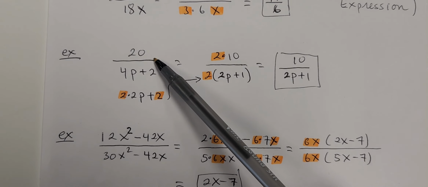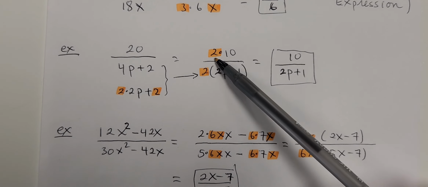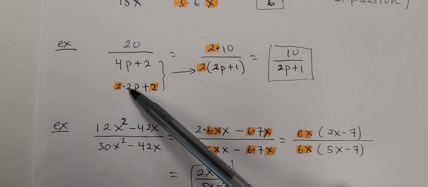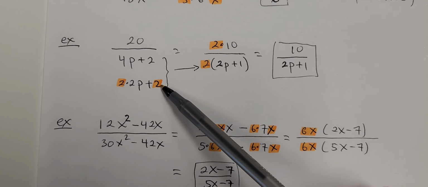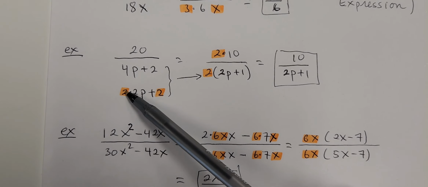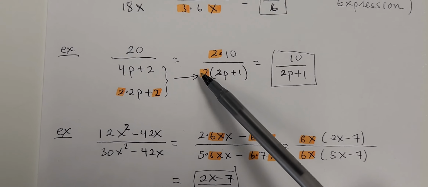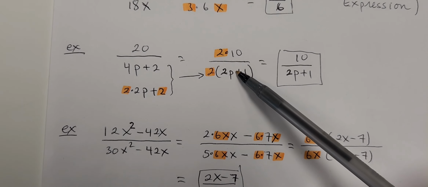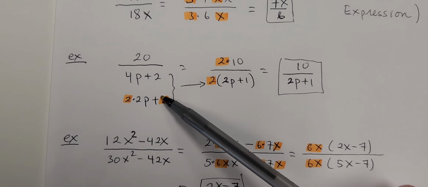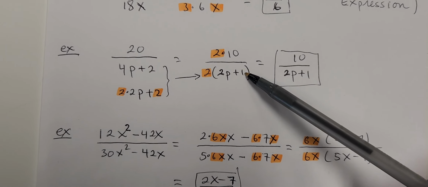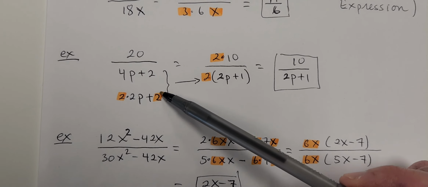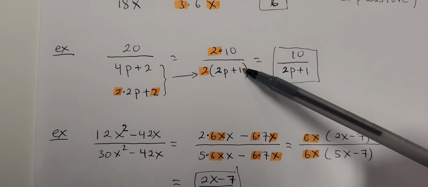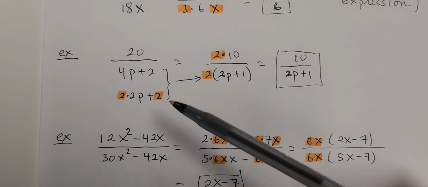Here I have 20, so the factor of 20 is 2 times 10. Here, this 4, I broke it up into 2 times 2, and this 2, I leave it alone. You can take this 2 out and this 2 out and leave it in front. I didn't take the 2p, so I put it back. This 2, since everything is taken, make sure there's a 1. If you take everything from here or anywhere, make sure you do not put a 0. It is always 1.